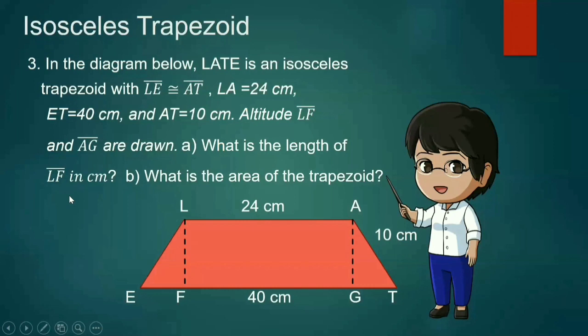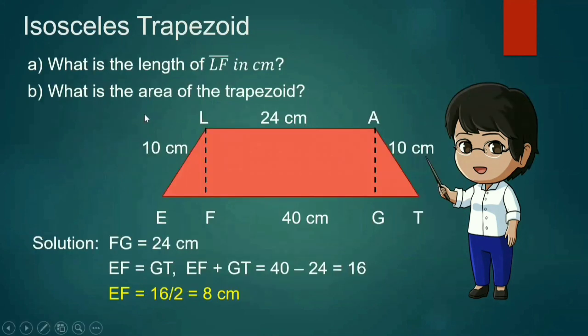Problem number 3. In the diagram below, LAT is an isosceles trapezoid with LE congruent to AT, and LA, the first base, is equal to 24 centimeters, and ET, the second base, is equal to 40 centimeters. So the altitudes LF and AG are drawn. What is the length of LF in centimeters, and what is the area of the trapezoid?